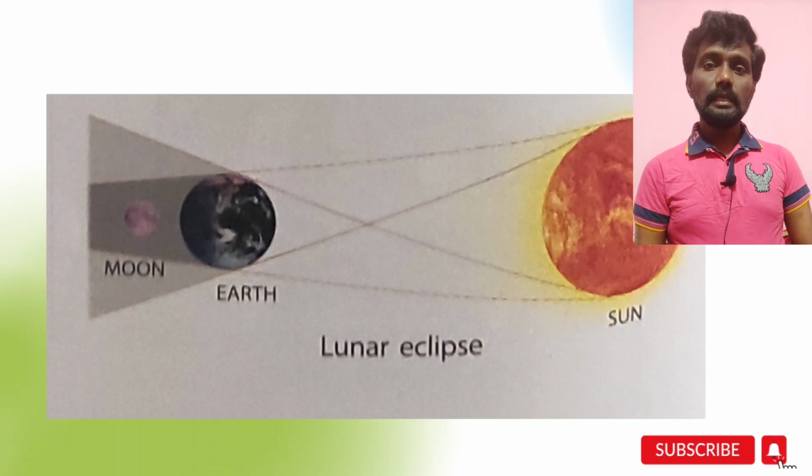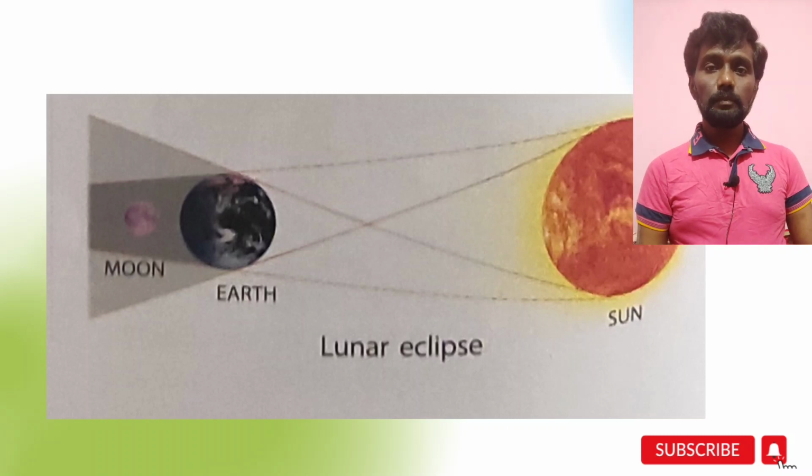Lunar eclipse. When the earth comes in between the sun and the moon, it blocks sunlight from reaching the moon's surface. Thus the shadow of the earth falls on the moon and the shaded part of the moon cannot be seen. This is called a lunar eclipse. During a partial lunar eclipse, only a part of the moon is covered by the earth's shadow. In a total lunar eclipse, the moon is completely covered by the earth's shadow.